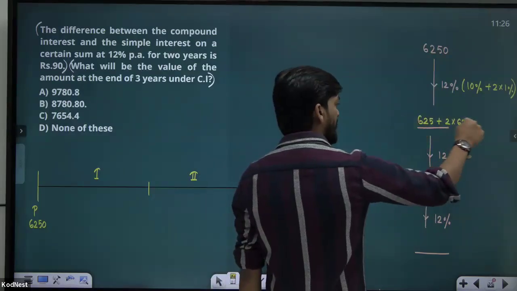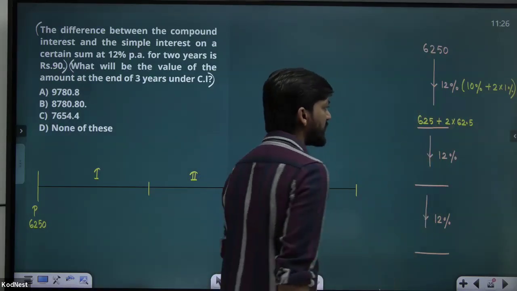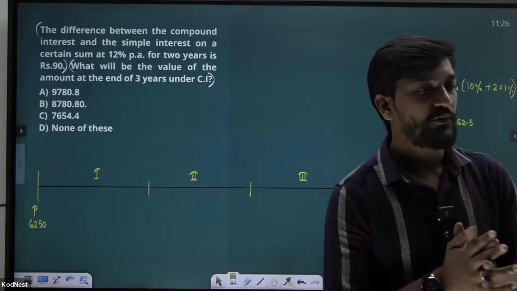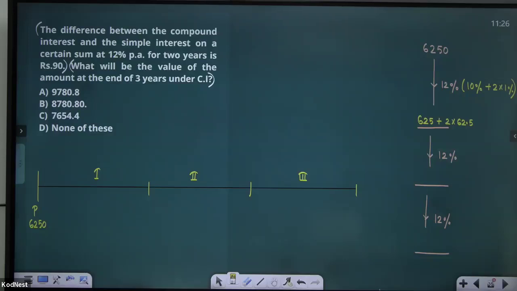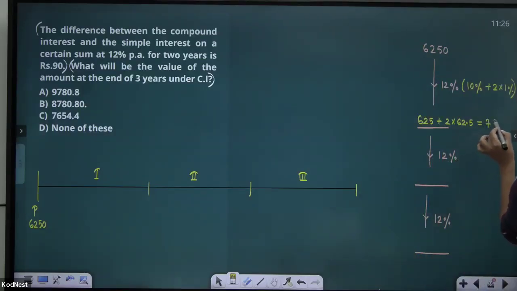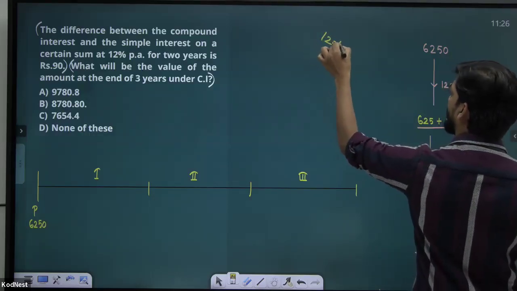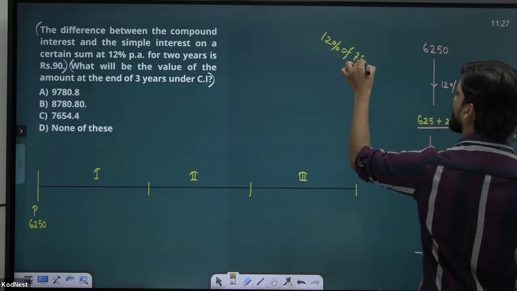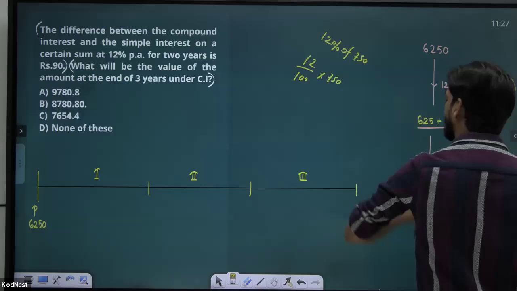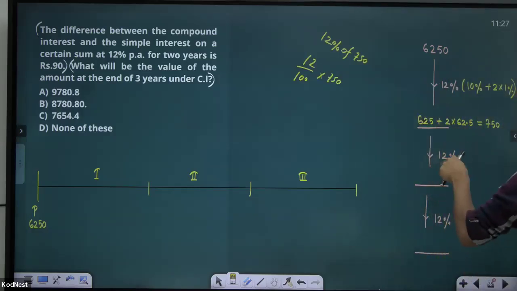Now you can calculate this easily. What is the answer of this? Please calculate. 125 plus 625, 750. Okay, it comes out to be 750. Now calculate 12% of 750. Don't calculate 12% directly, even though it is possible. You could write 12 by 100 into 750 and calculate it, but I am saying don't do it this way, do it this way.